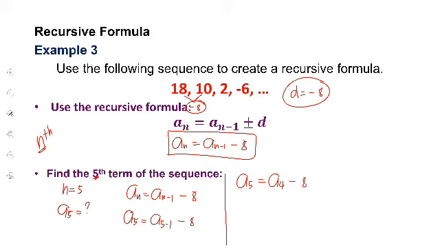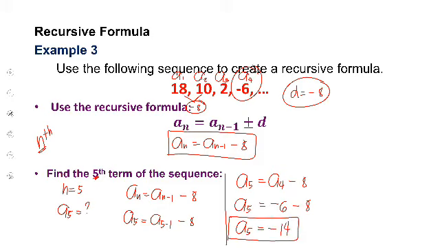Then we'll just identify what a sub 4 is. Again, this is your first term, a sub 1, the second term, a sub 2, the third term, a sub 3, and then the fourth term, a sub 4. So we will be needing a sub 4. Finally, a sub 5 is equal to the value of a sub 4, the fourth term, which is negative 6, minus 8. And so the fifth term, or a sub 5, is negative 14. So that is the fifth term.